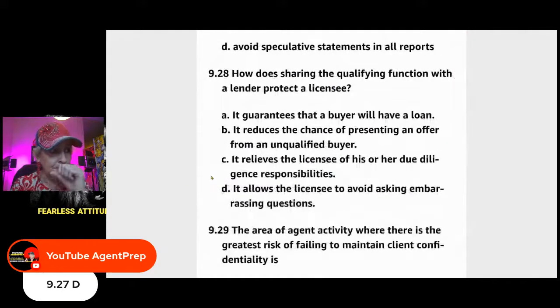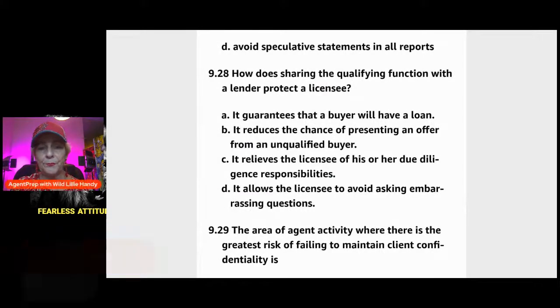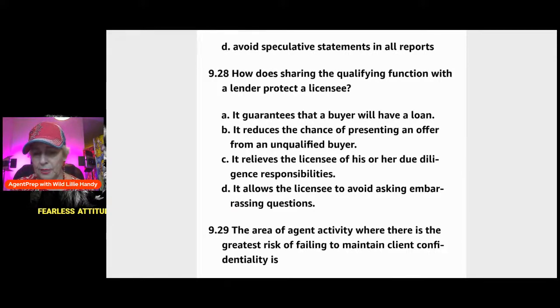State facts. All right, number 28. How does sharing the qualifying function with a lender protect a licensee? A, it guarantees that a buyer will have a loan. B, it reduces the chance of presenting an offer from an unqualified buyer. C, it relieves the licensee of his or her due diligence responsibilities. Or D, it allows the licensee to avoid asking embarrassing questions. Okay, remember to type your question and answer in the chat.